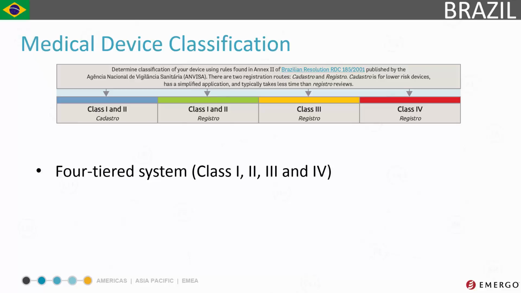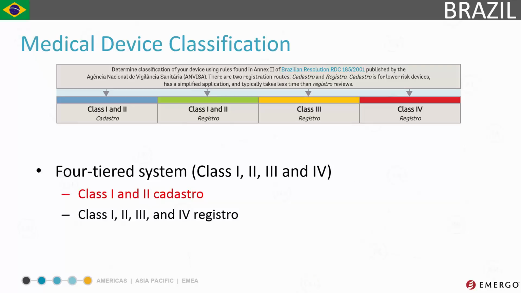There are 2 categories of Class 1 and 2 devices: Cadastro and Registro. The Cadastro pathway is designed for devices that are low risk. These devices follow a simplified application process. The Registro pathway, on the other hand, applies to certain Class 1 and 2 devices which, despite being subject to lower risk classification, have been identified by Anvisa as being riskier than other Class 1 and 2 products. All Class 3 and 4 devices follow the Registro pathway as well.